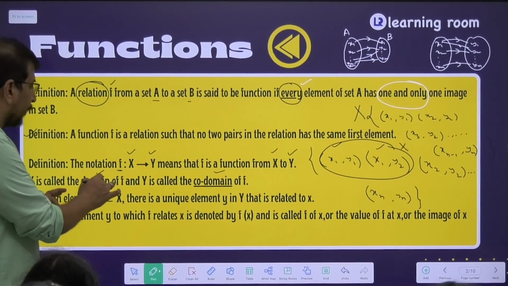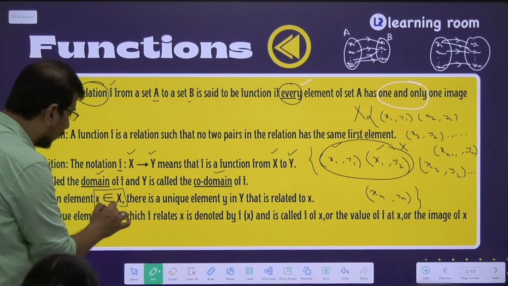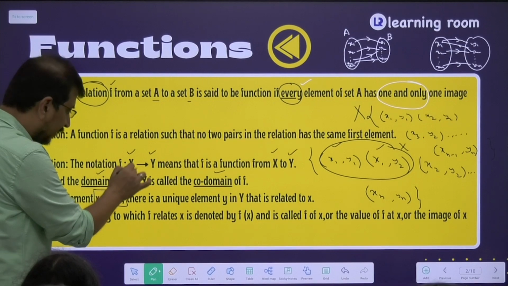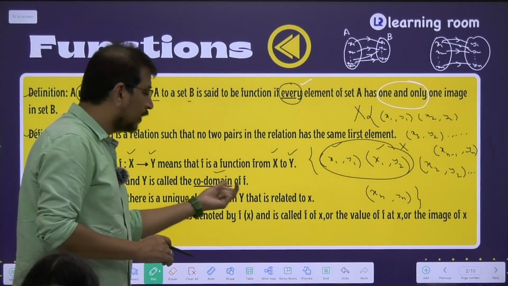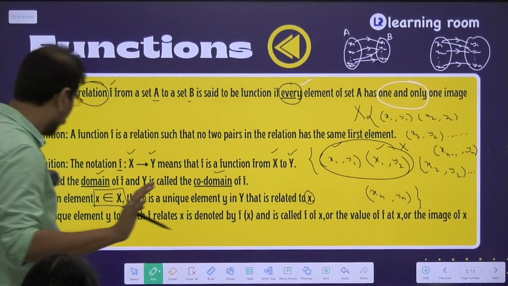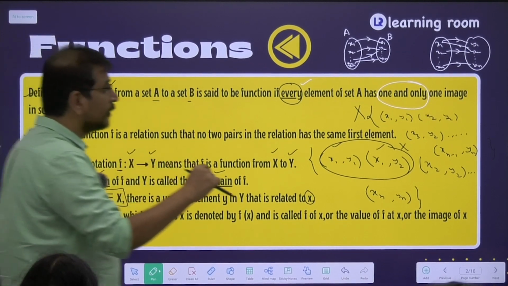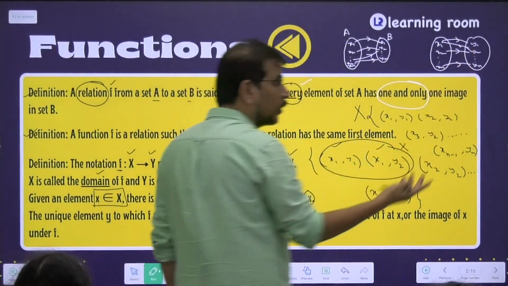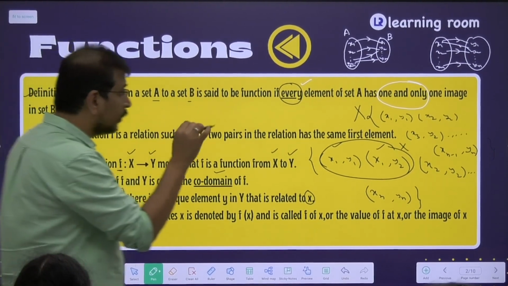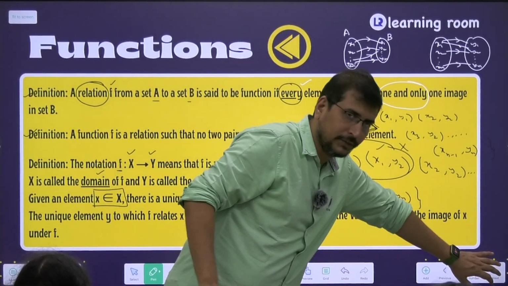So X is called the domain of F and Y is called the codomain, given that if you take every element small x which belongs to the set capital X, there is a unique element Y in the set Y that is related to this X. This unique element, for example Y1, Y2, whatever you call it, that unique element is there. So that one, you call it the image, obviously. See, this is very basic, which you know from your 11th grade.